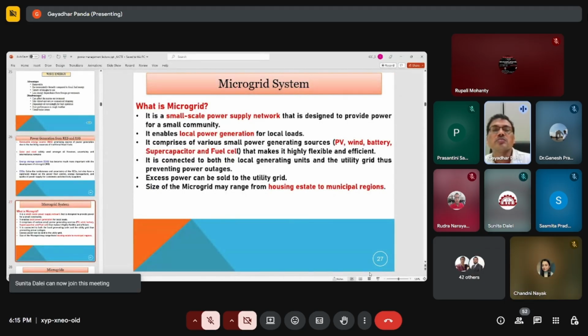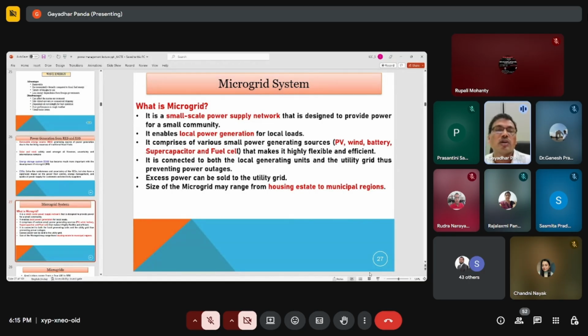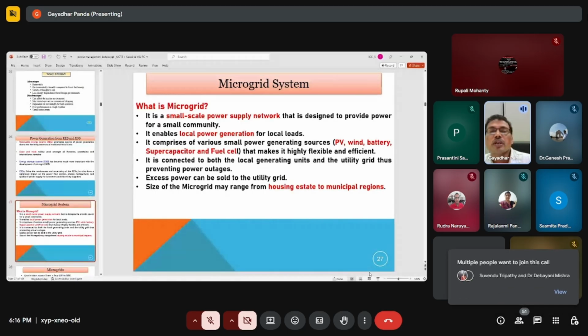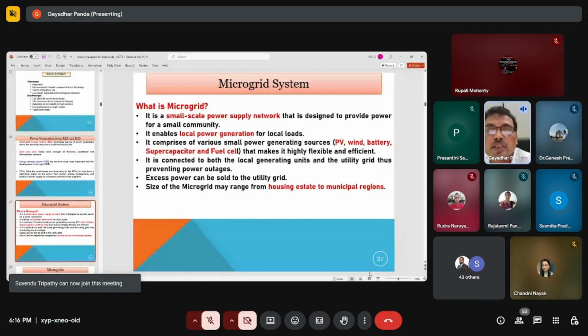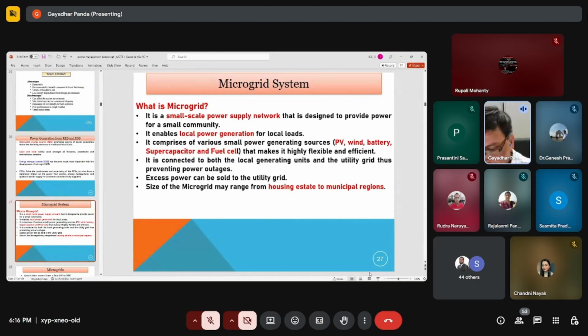And microgrid, it is a small-scale power supply network that is designed to provide the power for a small community. You can go up to the 1 megawatt range, a kilowatt to megawatt range. It enables the local power generation for the local loads, because in this microgrid, all the renewables are installed at the load center or the consumer side. It comprises various small power generation sources, PV, wind, battery, supercapacitors, and fuel cell. That makes it highly flexible and efficient. It is connected to both the local generating units and the utility grid, thus preventing the power outages. Excess power can be sold to the utility grid.